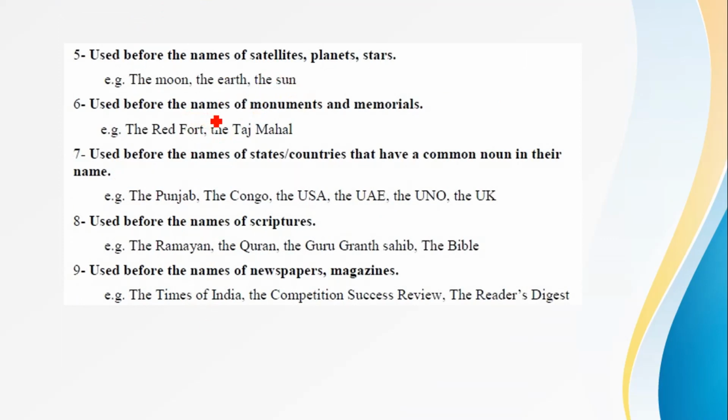Satellites, okay, used before the names of monuments and memorials, before the names of states and countries that have a common noun in their name. Just ignore what I scratched out, because it will create confusion. Like the United States of America, the United Arab Emirates, the United Nations Organization and the United Kingdom. So all the countries which have a common noun in their names, we're going to use "the" in front of those countries.